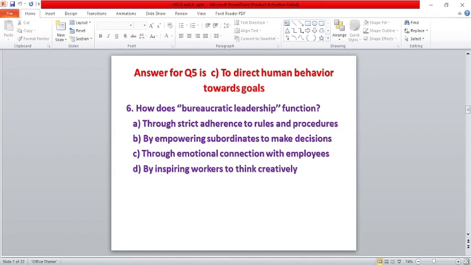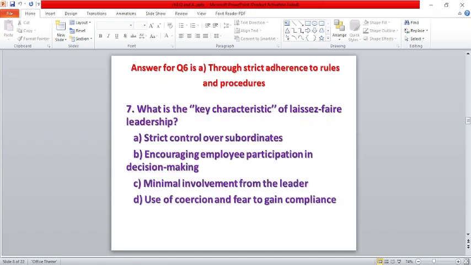Question number 7. What are the key characteristics of laissez-faire leadership? A. Strict control over subordinates. B. Encouraging employees' participation in decision making. C. Minimal involvement from the leader. D. Use of coercion and fear to gain compliance. The answer for this question is C. Minimal involvement from the leader.